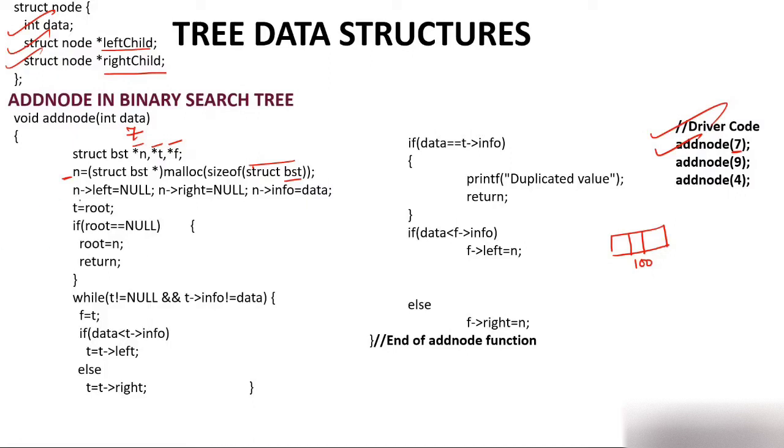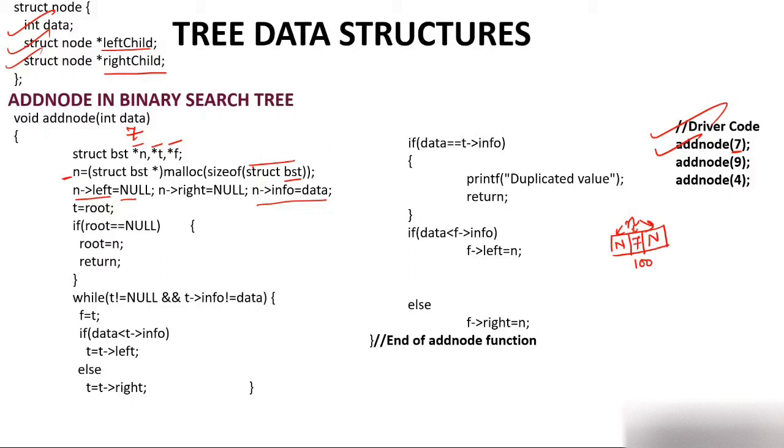So what we do, we are passing n left a null value. The node name is n, and what I am passing is that left of n is null, and right of n is null. That is, left is null, right is null, and in the info part I am passing data. What is data? 7. So 7 came here.